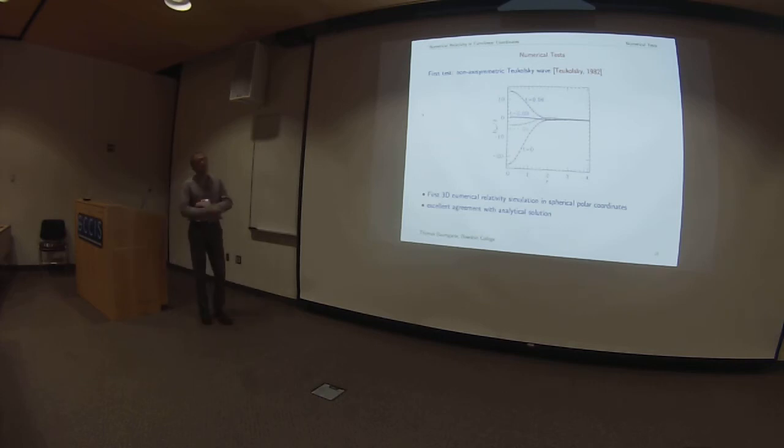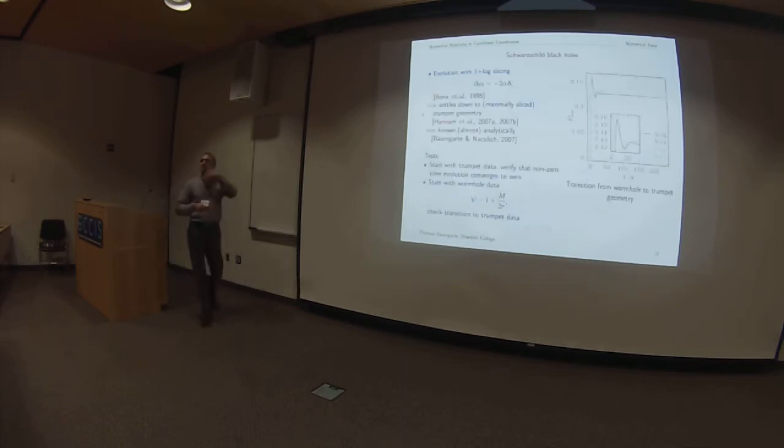We've performed many tests. I'll just walk you through a few of them very quickly. This is basically the first test that we did 5 or 6 years ago when we first implemented this. This is a non-axisymmetric linear wave, the Teukolsky wave. I believe that this is actually the first genuine 3D simulation in numerical relativity with spherical coordinates. You see this beautiful agreement between the analytical solution and the numerical solution, so all of that works very beautifully.